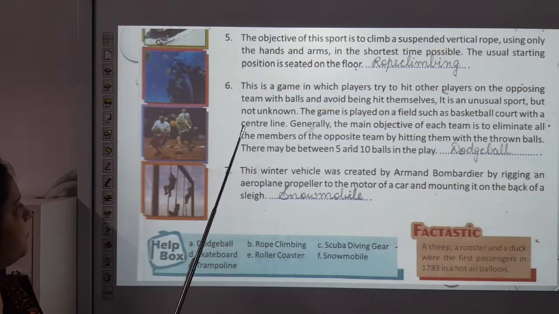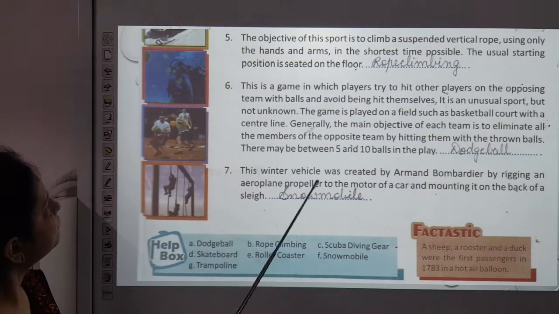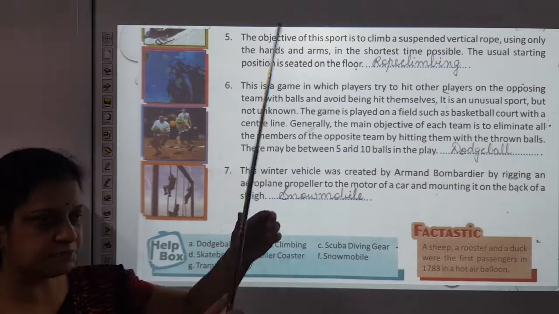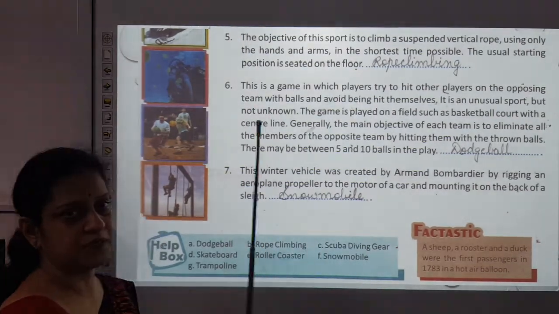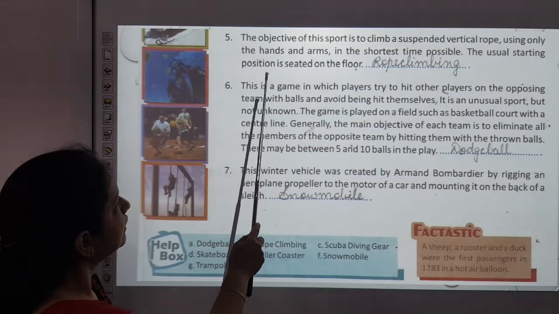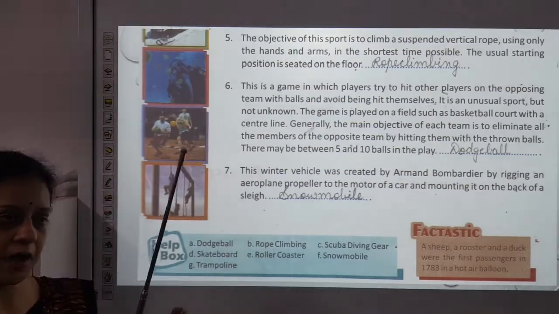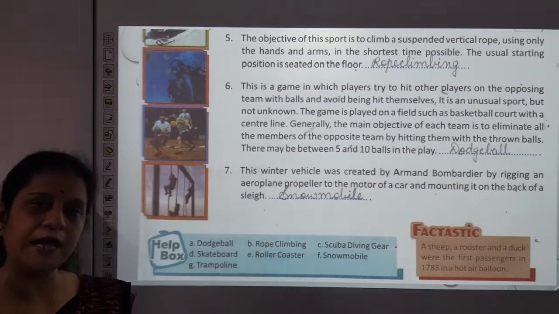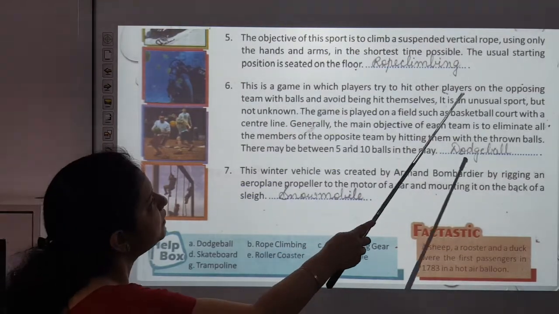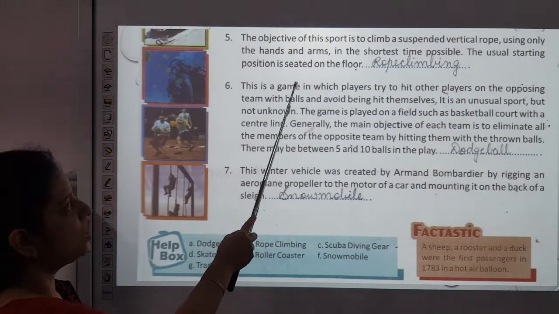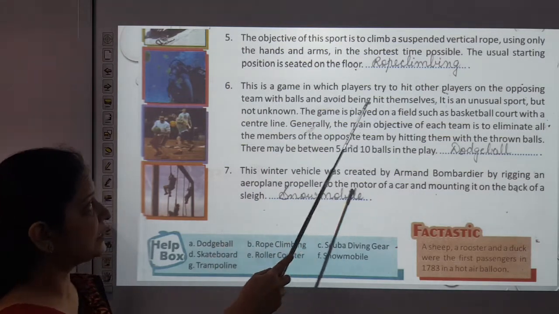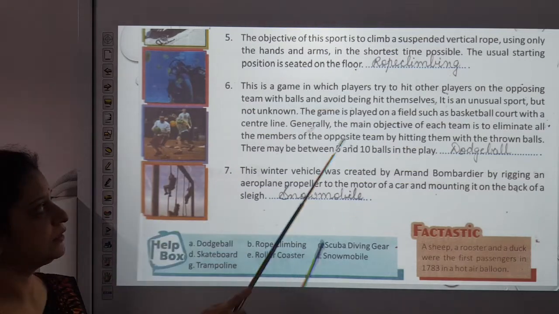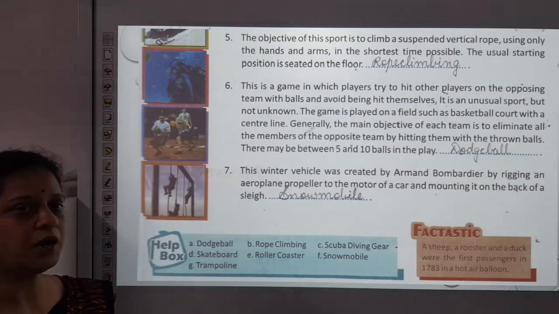Number 5. The objective of this sport is to climb a suspended vertical rope. Suspended ऐसी vertical ropes खड़ी हुई होती हैं. Use only the hands and the arms. Hand और arms की help से चढ़ना होता है in the shortest time possible. Time limit is here. The usual starting position is seated on the floor, then you have to start climbing. That is called rope climbing.